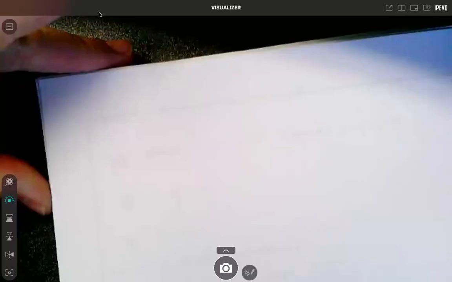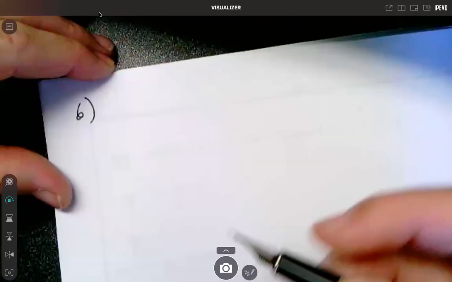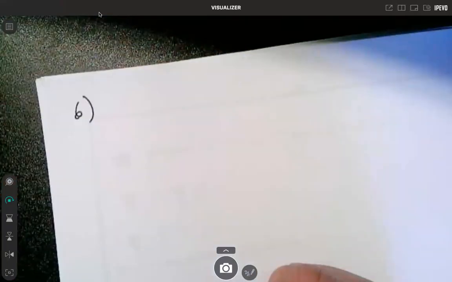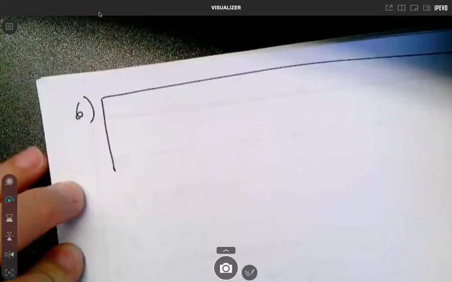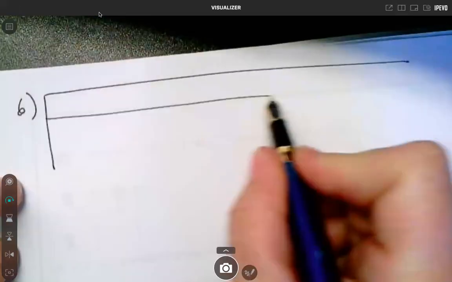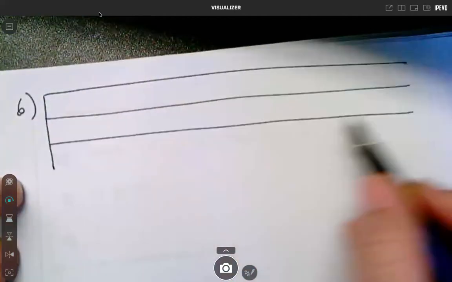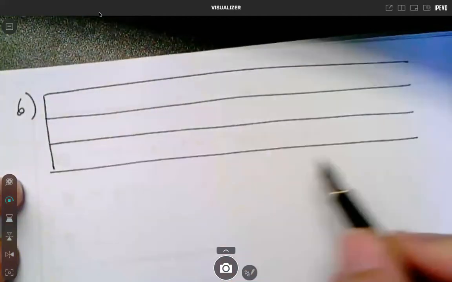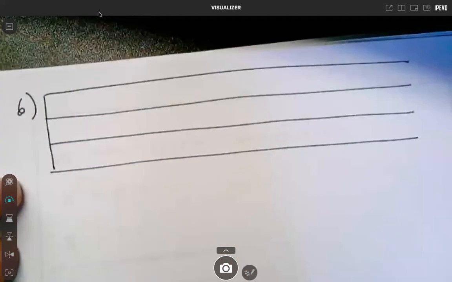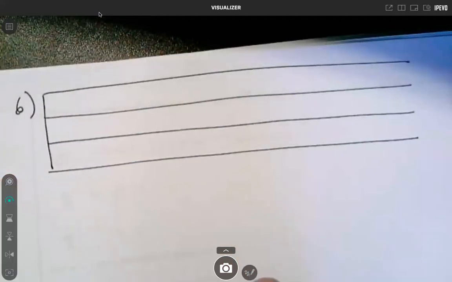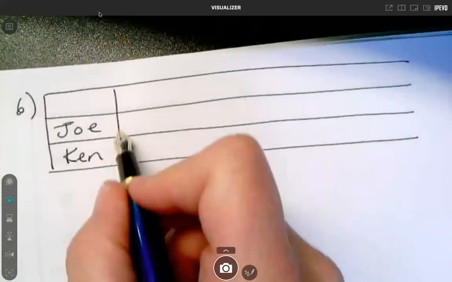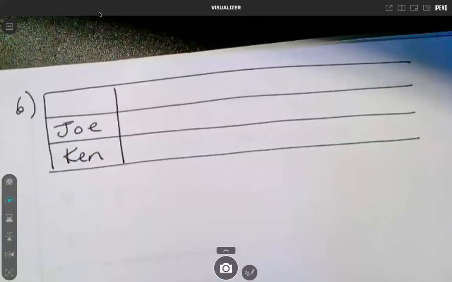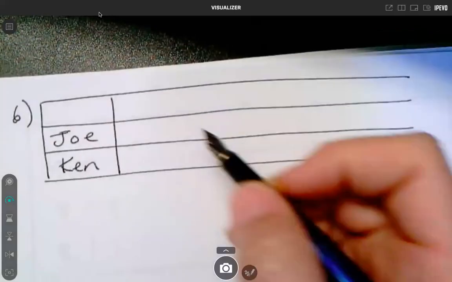Number 6. Read for us, please, Alize. At 7 a.m., Joe starts jogging at 6 miles per hour. At 7:10 a.m., Ken starts off. Half past seven, Ken overtakes Joe at 7:30. Okay, Joe and Ken.